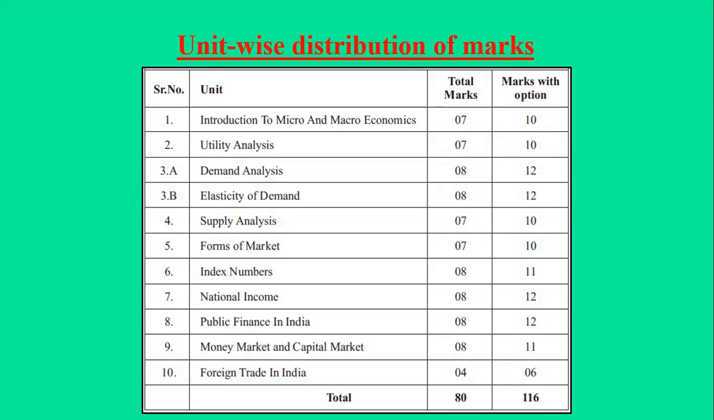Chapter number 8, Public Finance in India, total marks 8, marks with option 12. Chapter number 9, Money Market and Capital Market, total marks 8, marks with option 11. And the last chapter, chapter number 10, Foreign Trade in India, total marks 4, marks with option 6. So, total marks 80 and marks with option 116.